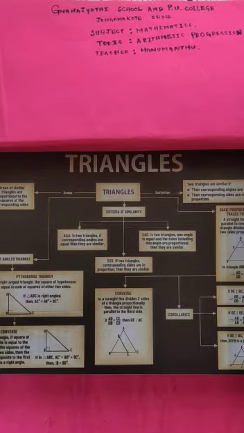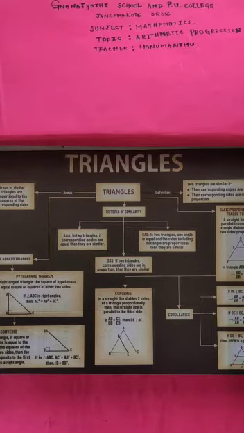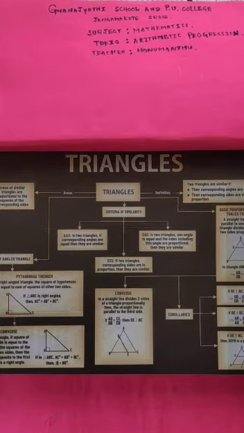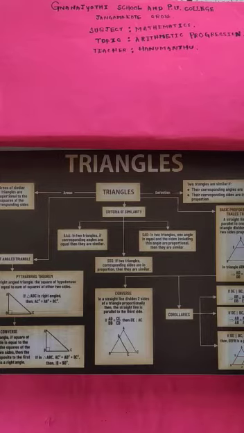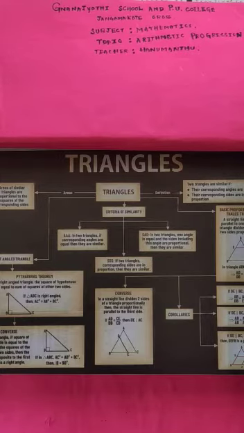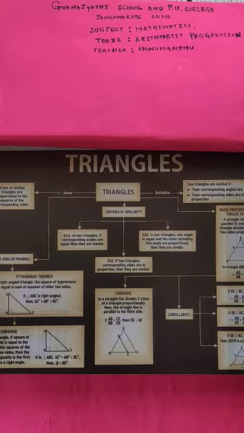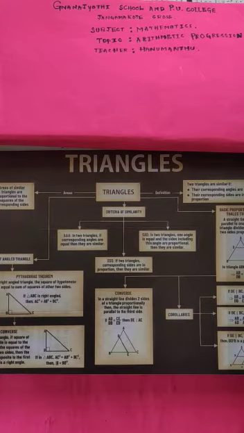In this session, we have different types of theorems based on triangles, right? In the 10th standard, we have five major theorems. The first one is Pythagoras theorem, the second is basic proportionality theorem, the third is angle similarity criteria, and the fourth is areas of similar triangles, right?